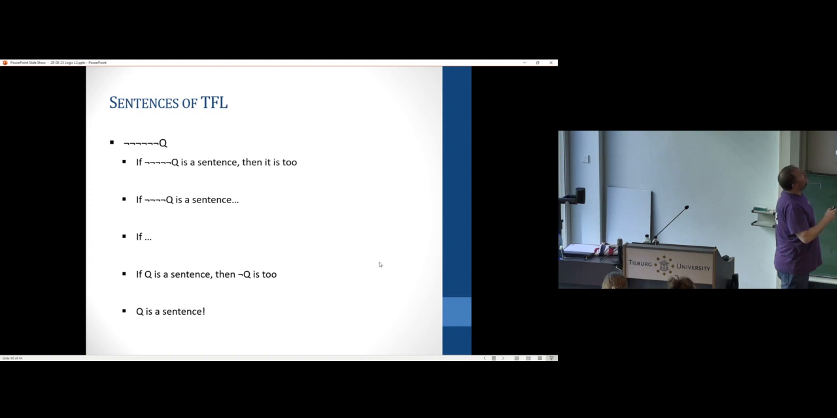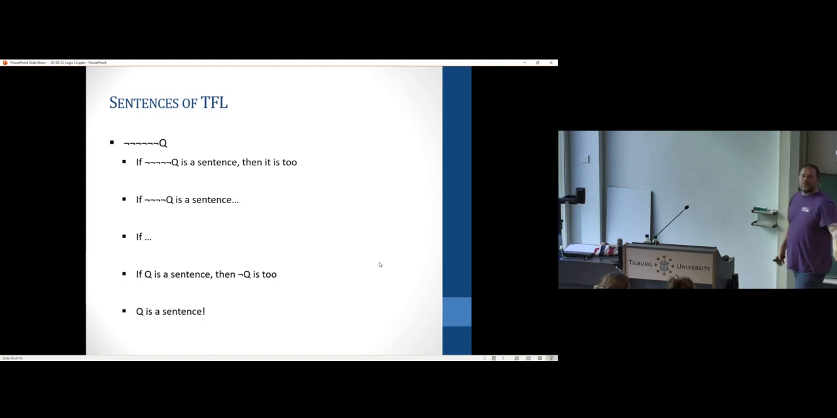So we have not Q. We can show this is a sentence by thinking about how it was built. We start off, we snap the outside negation off and look at, okay, with the 5 negations, is that a sentence? Well, that could only be a sentence if the one with 4 is a sentence. Well, that could only work if the one with 3, then 2, then 1, until we get to the atom.